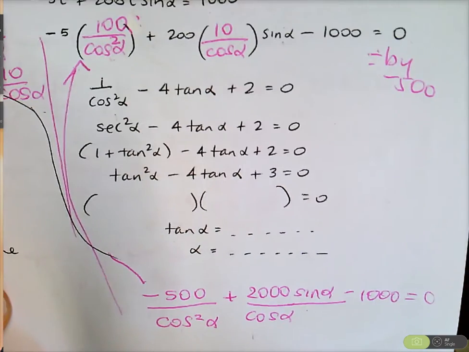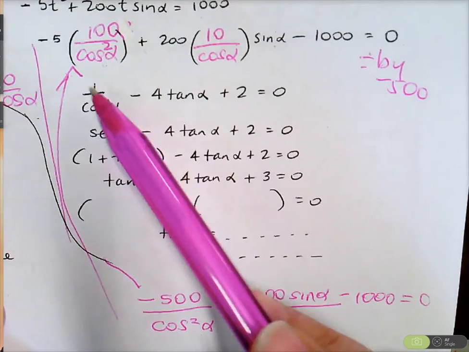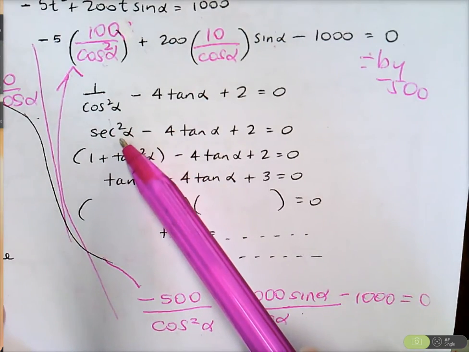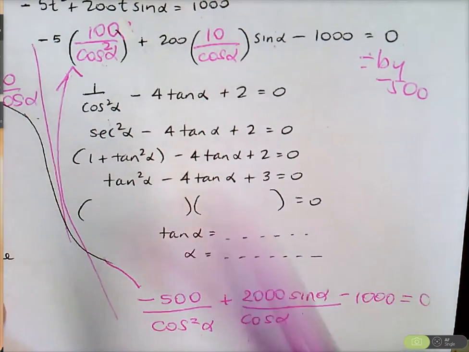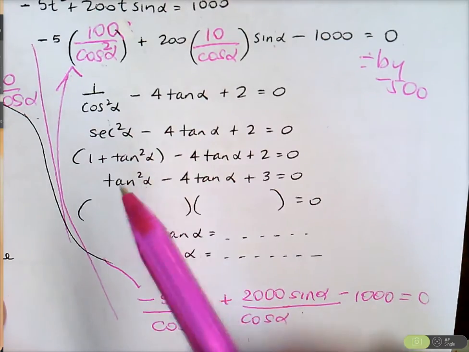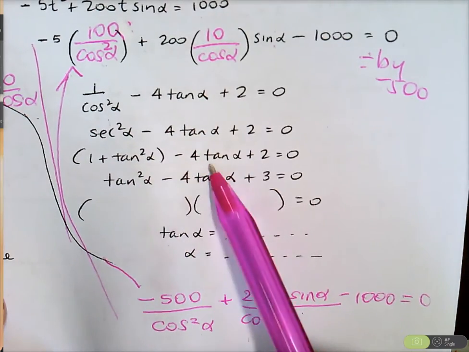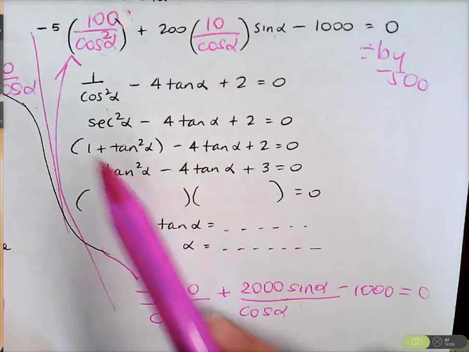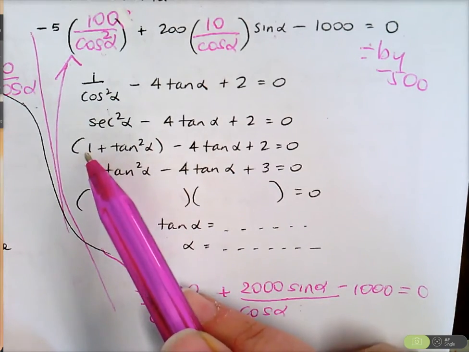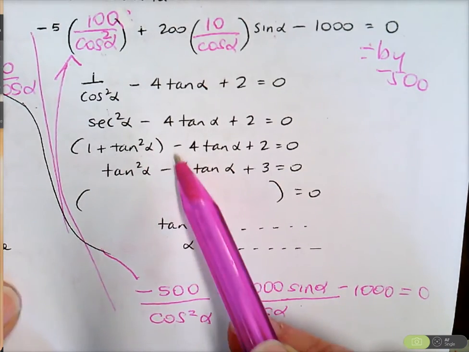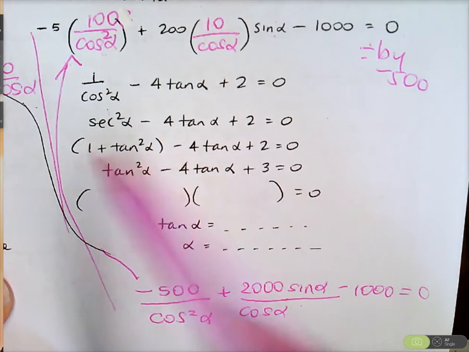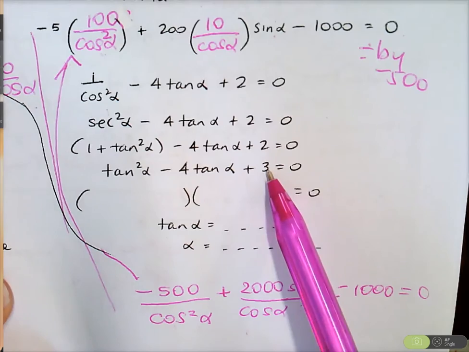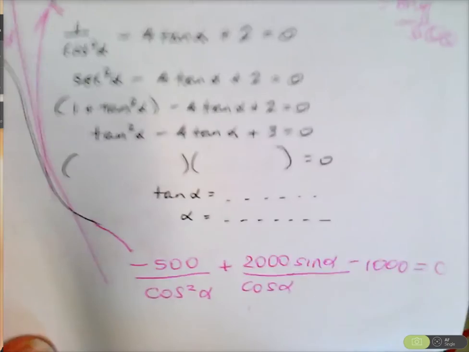If you don't want to divide by negative 500, that's fine. Just take everything to the other side. All right? So girls, what's 1 on cos squared alpha? Isn't it sec squared alpha? Minus 4 tan alpha plus 2 is 0. Sec squared is 1 plus tan squared. Expanding this, we get 1 plus tan squared minus 4 tan alpha plus 2. The 1 plus the 2 makes 3 here. And now we've got a quadratic equation.